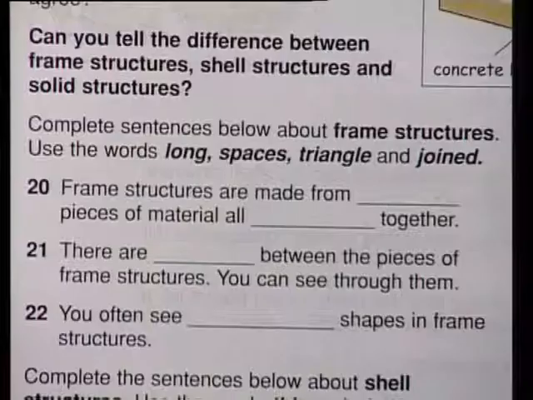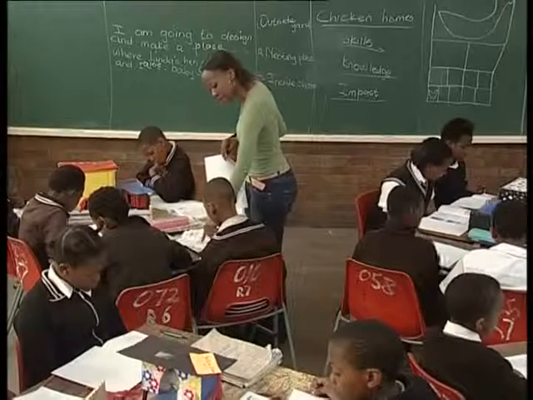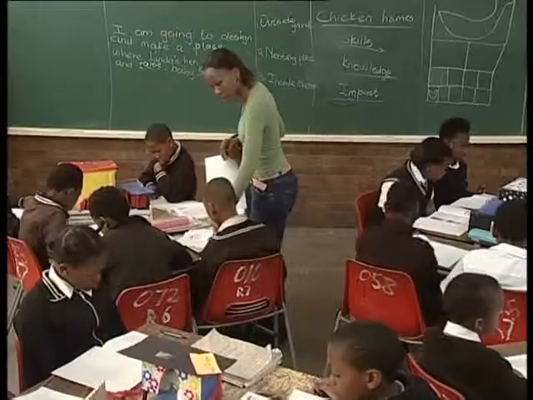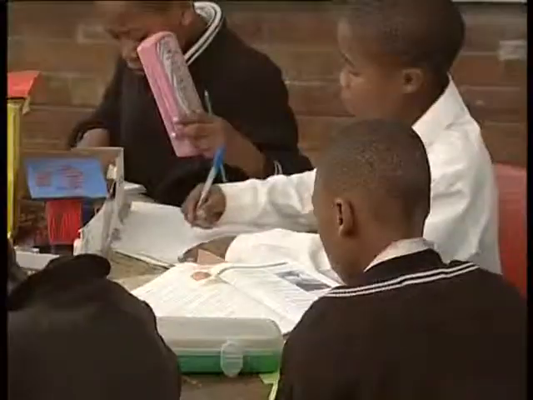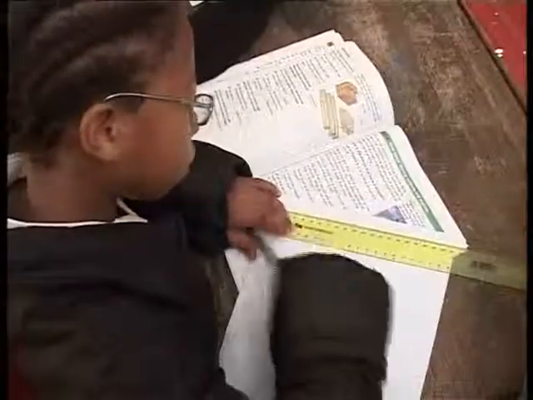You're going to fill in those sentences using the words: frame structures, long, spaces, triangle, and joint. Okay, you're going to write the whole sentence and fill in the space using those words. Do you understand? Yes, ma'am. Let's write a test. This sentence, right?